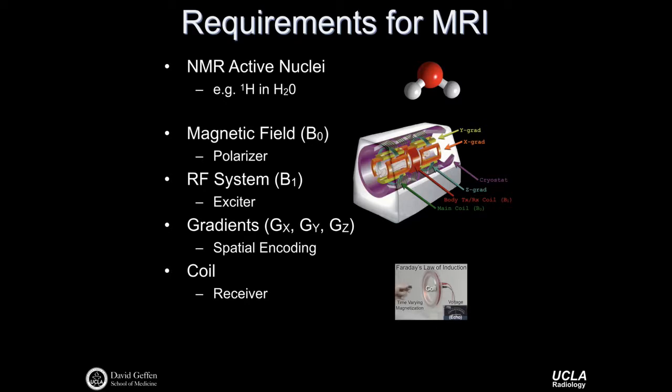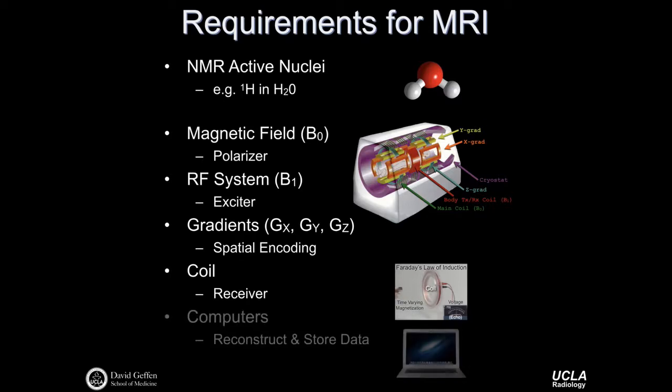NMR operates on the same principle. That is, the water molecules that are precessing at a very particular frequency are in fact behaving like small magnetic dipoles and therefore can induce a flux in a nearby coil according to Faraday's law of induction. And this principle fundamentally underlies our ability to detect and measure the NMR signal.